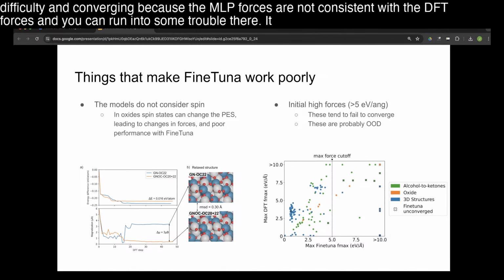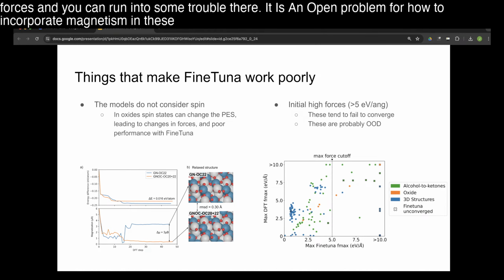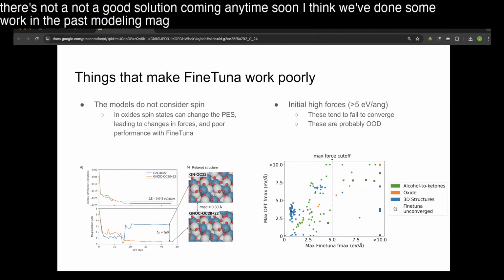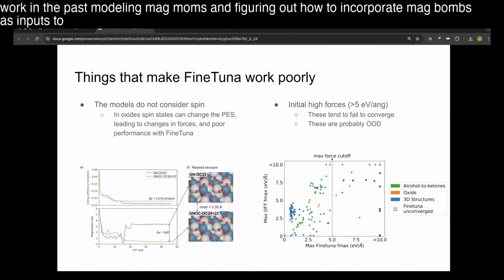It is an open problem how to incorporate magnetism in these models, and there's not a good solution coming anytime soon, I think. We've done some work in the past modeling magmoms, but figuring out how to incorporate magmoms as inputs to the model so you can differentiate between them is still a challenge.